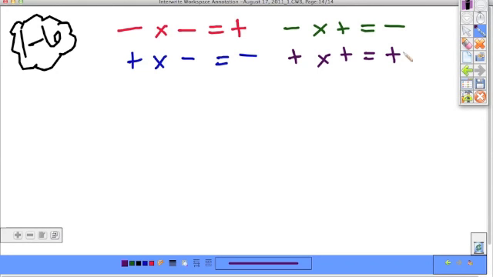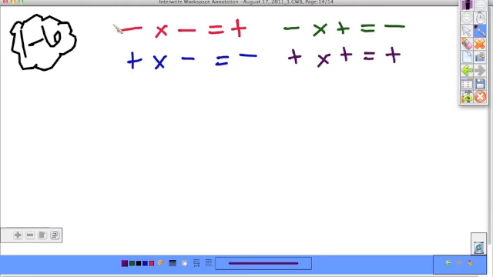So let's say it. A negative times a negative equals a positive. A positive times a negative equals a negative. A negative times a positive equals a negative. And a positive times a positive equals a positive.